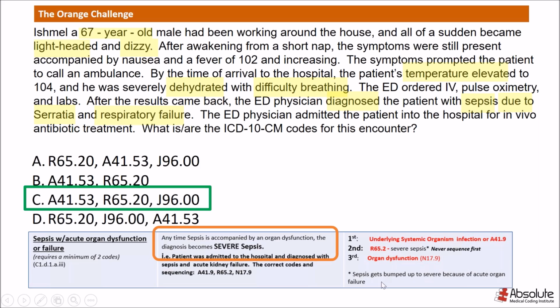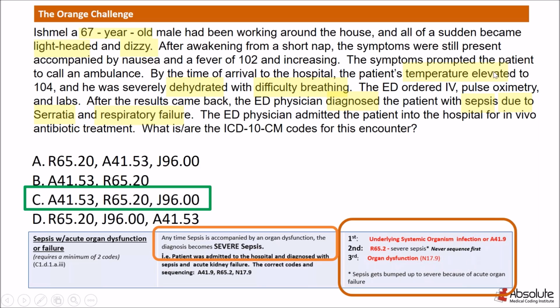After that, we're going to go to our sequence. First, we will need a code for the underlying systemic organism infection, or A49 if it's unspecified. In this case, it was specified. We're going to be looking for the Serratia. I'm not sure if I pronounced it correctly. If not, I apologize. And then second, we're going to need an R65.2 code for severe sepsis. Now, look here. What does that say?